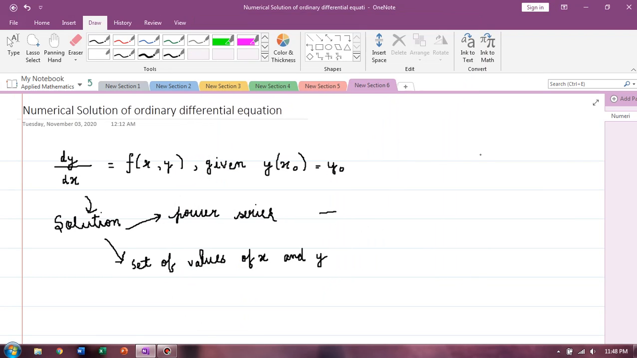Okay, so now we'll be starting with the numerical solution of ordinary differential equations. Basically, this is the form of a first order differential equation: dy by dx equals f of x comma y, given that y at x naught is y naught. The solutions to this type of equation come in two types.